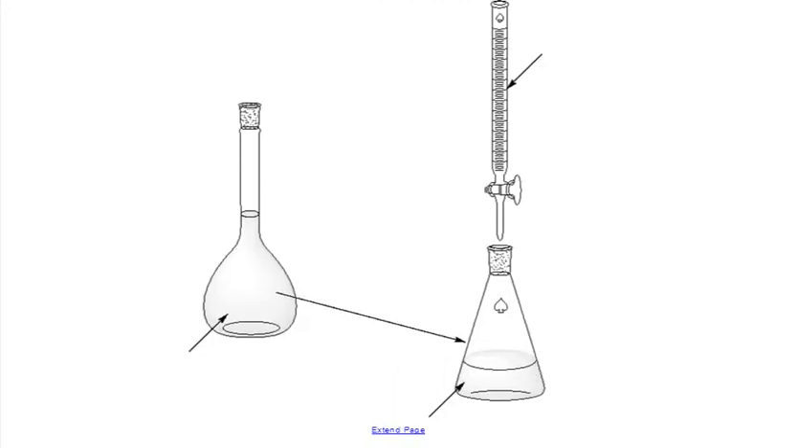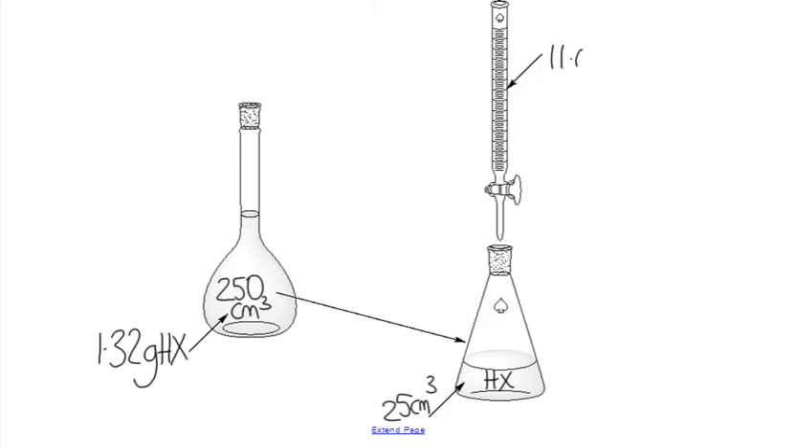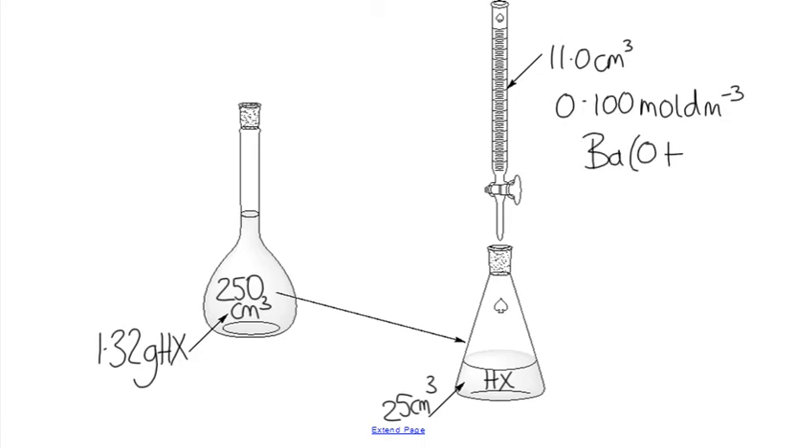So I've just drawn it out like this. Okay, we were told that we put 1.32 grams of HX into this flask and we made it up to 250. That's our volumetric. We then transferred 25 into a conical. Okay, this is still our HX. And we titrated it with 11 centimetres cubed of 0.100 moles per decimeter cubed barium hydroxide. So that was the information from the previous page.